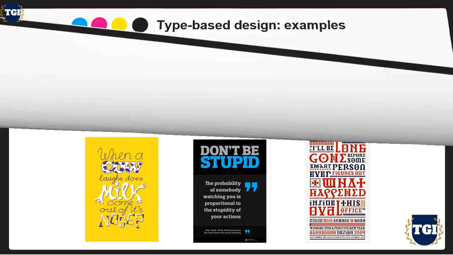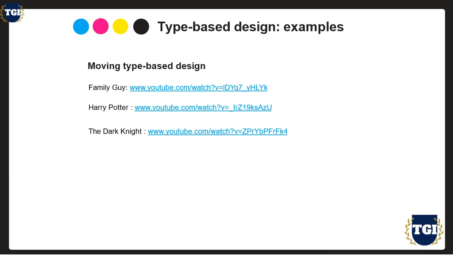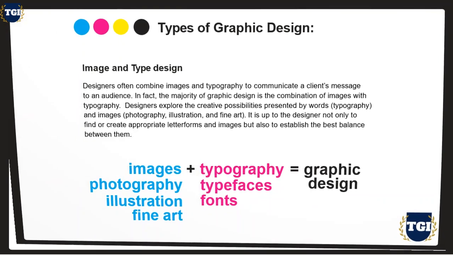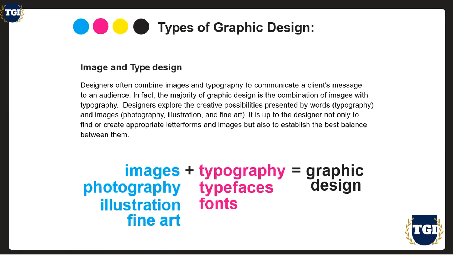Now let's look at the combination of both the type and the image. This is another type of graphic design. We have image and type design. So designers often combine images, and this is very, very popular. Designers love to combine images and typography to communicate a client's message to an audience. In fact, the majority of graphic design is a combination of image with typography.